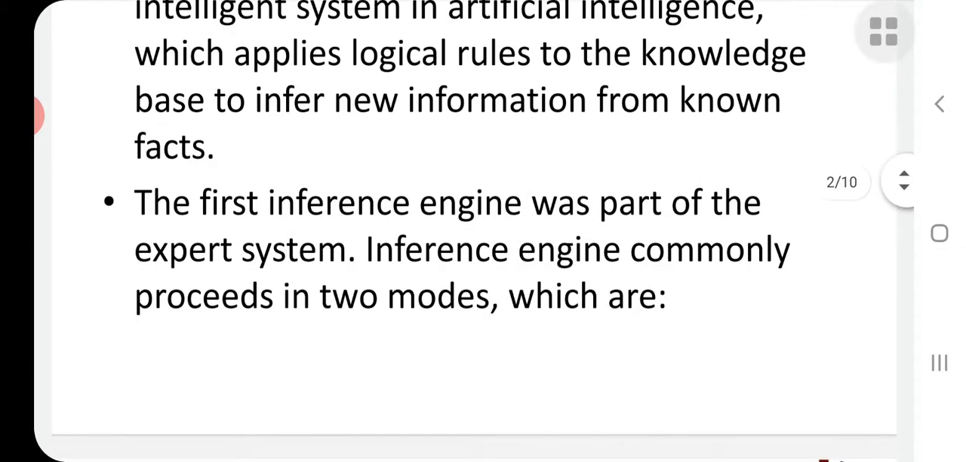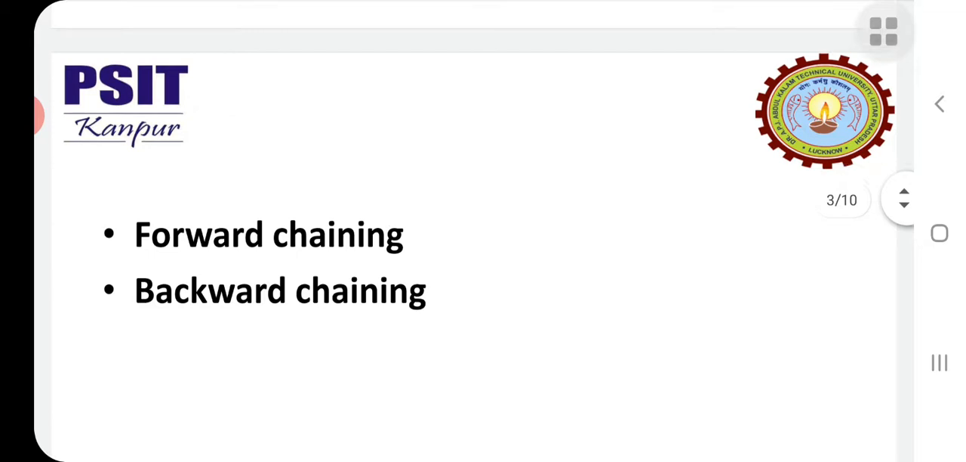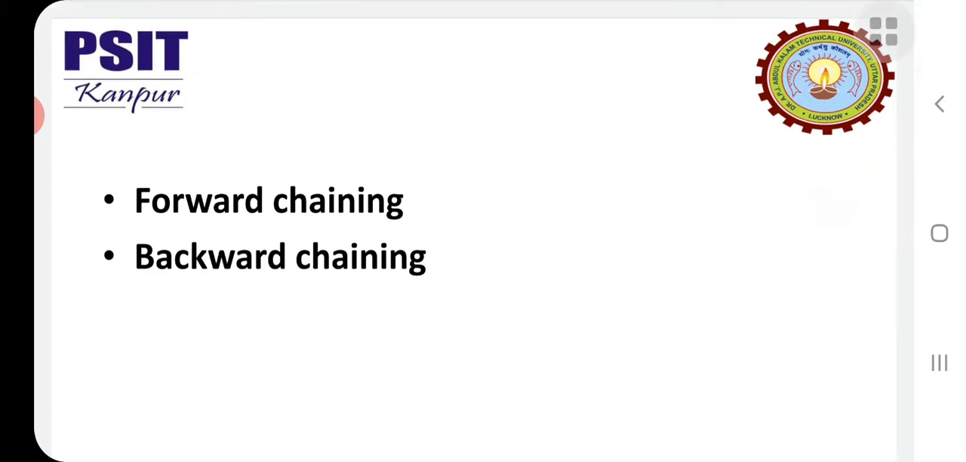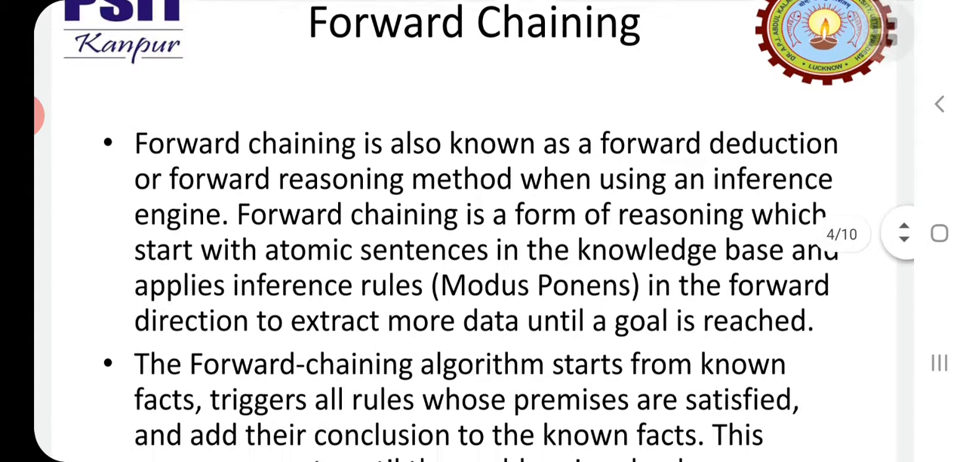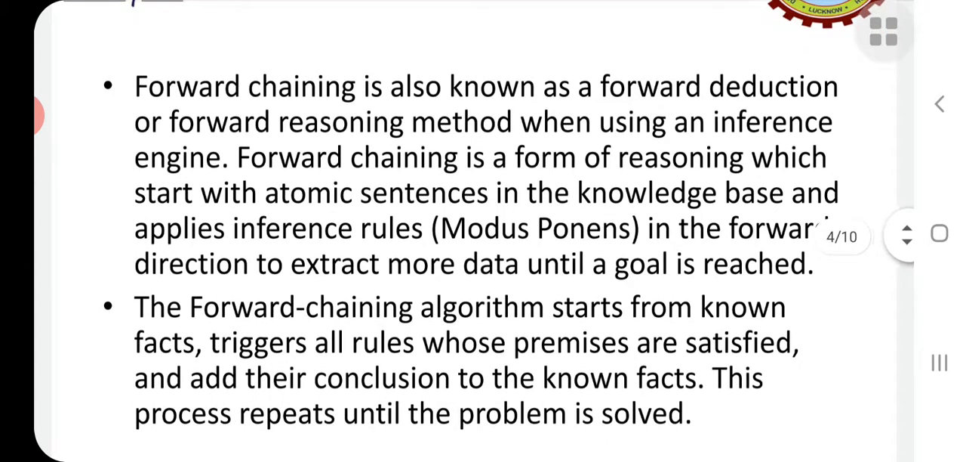An inference engine commonly proceeds in two modes. Number one is forward chaining, and the second one is backward chaining. So first we'll discuss forward chaining. What do you mean by forward chaining?